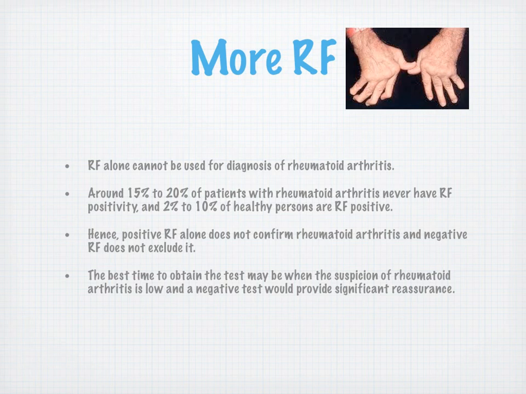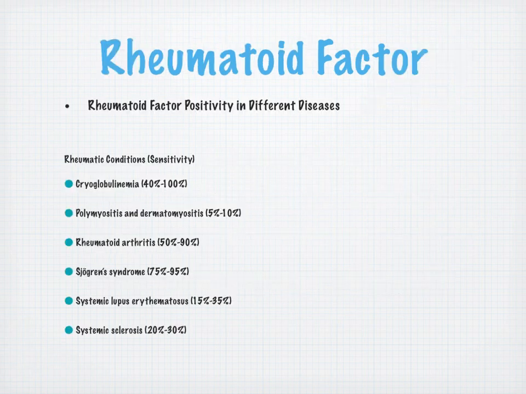So the best time to obtain the test may be when the suspicion of rheumatoid arthritis is low, and in that case, a negative test is going to provide significant reassurance that the patient doesn't actually have it.